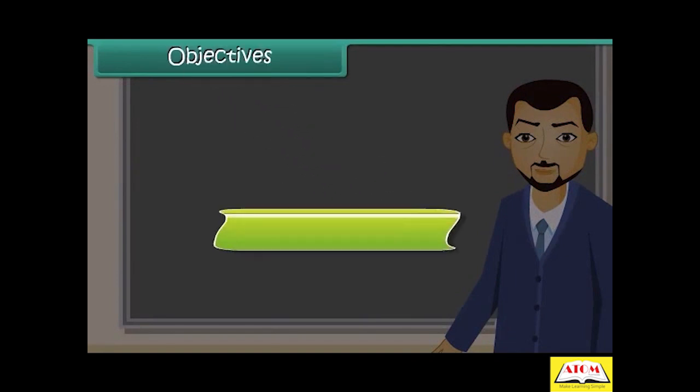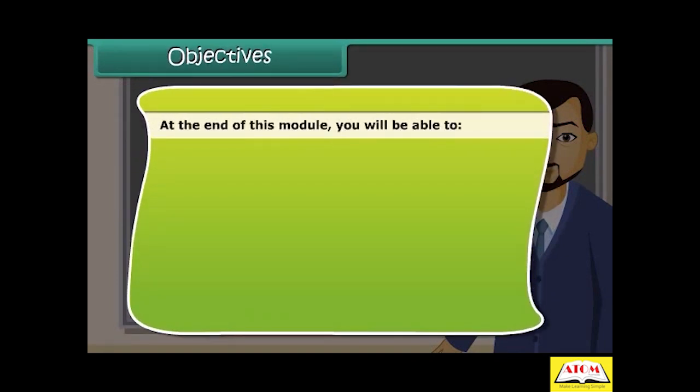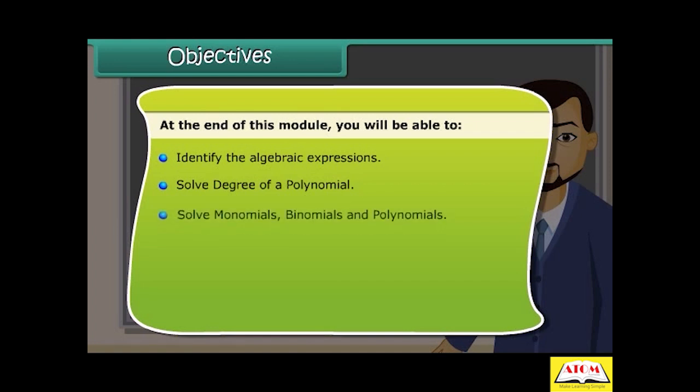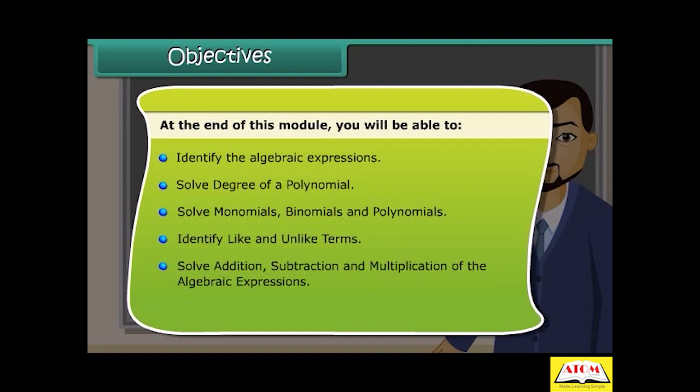Objectives. At the end of this lesson, you'll be able to identify algebraic expressions, solve degree of polynomial, solve monomials, binomials, and polynomials, identify like and unlike terms, solve addition, subtraction, and multiplication of algebraic expressions, describe identity and standard identities.